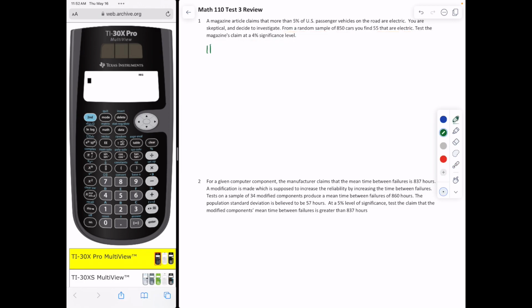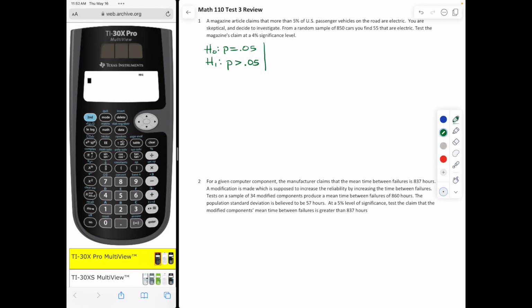So the null hypothesis we'll do secondly. The alternative is the claim, and they are saying that it's more than 5% of U.S. passenger vehicles. This is about a proportion or a percent. Both of those start with the letter P. So P is greater than 5%, that's 0.05 is what they're claiming. The null hypothesis, of course, will be P equals 0.05.